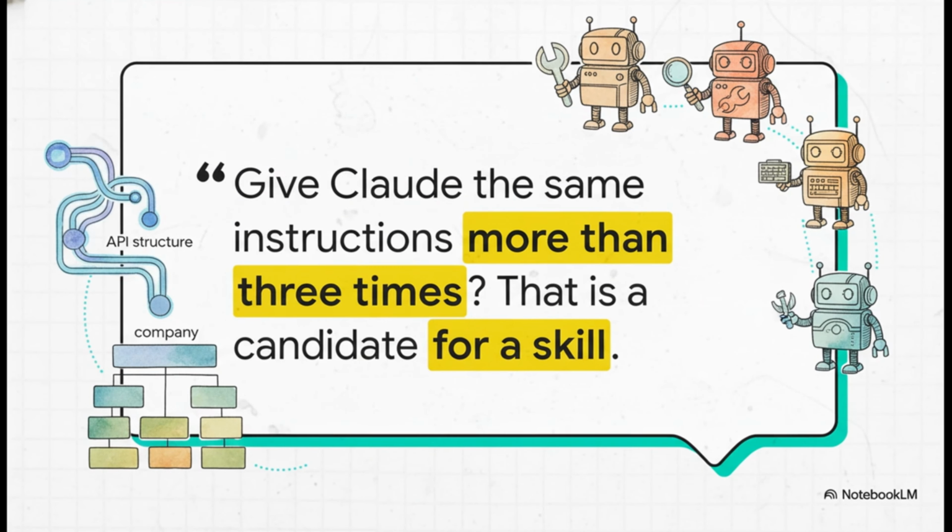So here's the key takeaway, the rule of thumb. If you find yourself giving Claude the same instructions more than 3 times, that's your signal. You need to turn it into a skill. It's like building your own team of specialists that are always on call, ready to go.